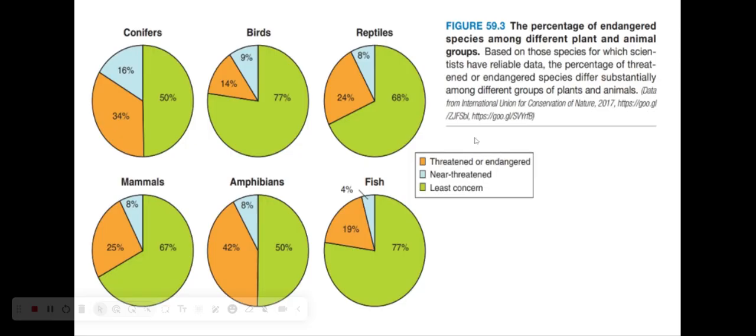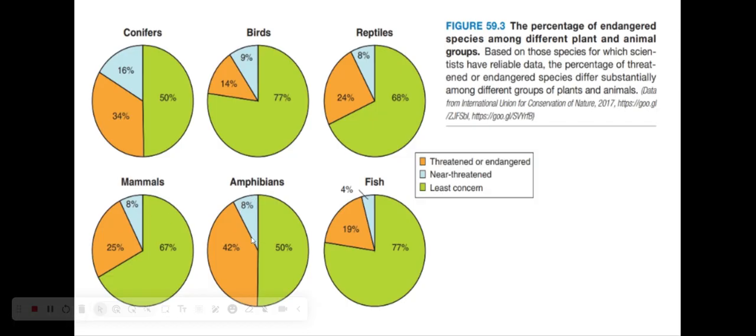This is also showing us the percentage of endangered species among different plant and animal groups. If we take a look here, each one of these is showing us different types of life. So conifers are trees that don't lose their leaves, birds, reptiles, fish, amphibians, and mammals.